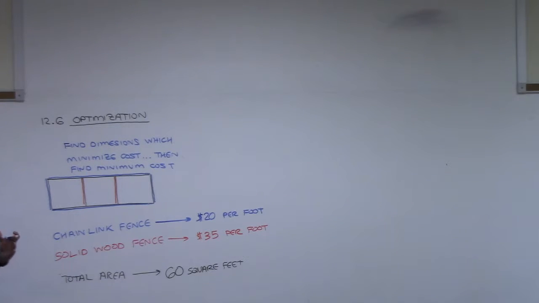Here we just need to figure out what is the function we're trying to find the minimum of. What is the function? What function are we trying to minimize? The cost. The cost function, right? We would like to know how much this thing's going to cost and then find its lowest value.